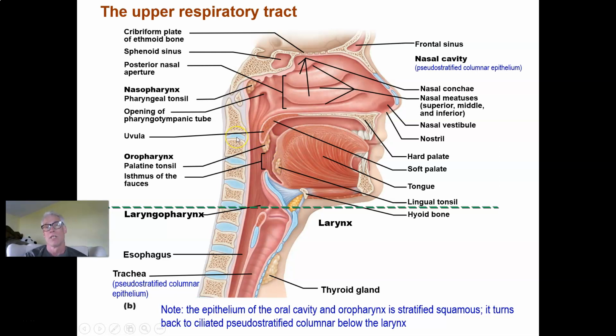Those get a little sample of whatever's coming into the body through the air that's inspired and through the diet, so that we can get a leg up on providing an adaptive immune response if needed to whatever microbes are coming into the body.